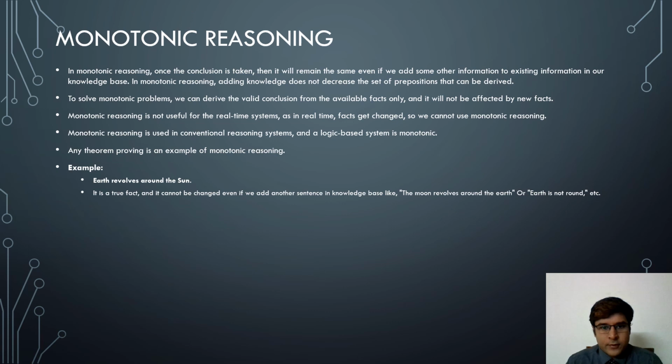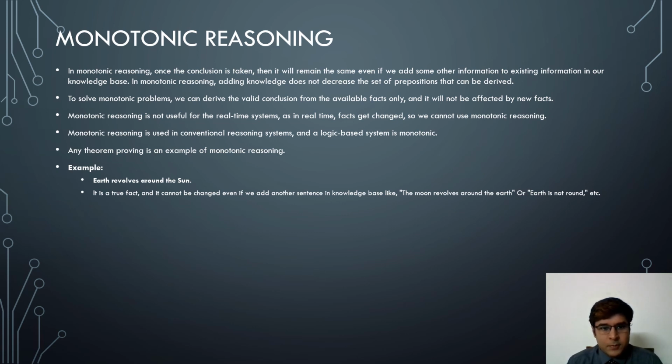In monotonic reasoning, once the conclusion is taken, then it will remain the same even if we add some other information to existing information in our knowledge base. So suppose we have a knowledge base and we take a conclusion out of it, then that conclusion will remain the same even if we add more knowledge to that knowledge base. So in monotonic reasoning, adding knowledge does not decrease the set of propositions that can be derived. That means if we add knowledge, then also all the propositions that can be derived from the knowledge base will remain the same, and the conclusion will not change when we add knowledge.